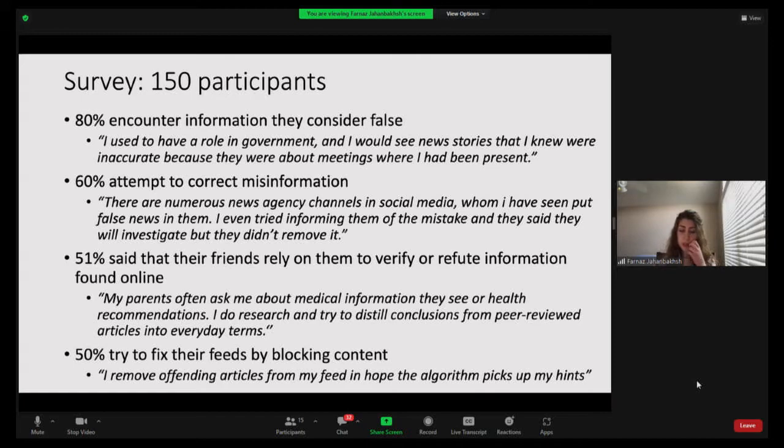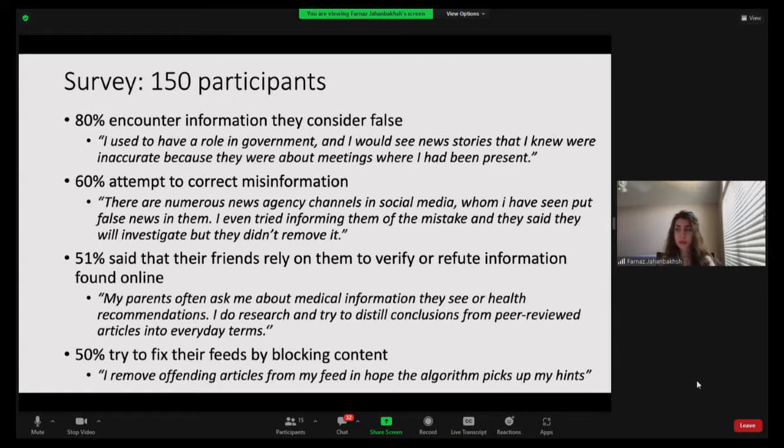But then here's the catch. Because sharing is also often viewed as a signal, as a sign of endorsement, some users refrain from sharing content that they know to be false, even if it's to warn the others. So there's this missed opportunity here. And many users said that their friends and family rely on them to assess content that they find online. For example, one person said, my parents often ask me about medical information they see or health recommendations. I do research and try to distill conclusions from peer-reviewed articles into everyday terms. And many also said that they ask for the assessments of their friends or rely on them to correct them should they ever post inaccuracies.